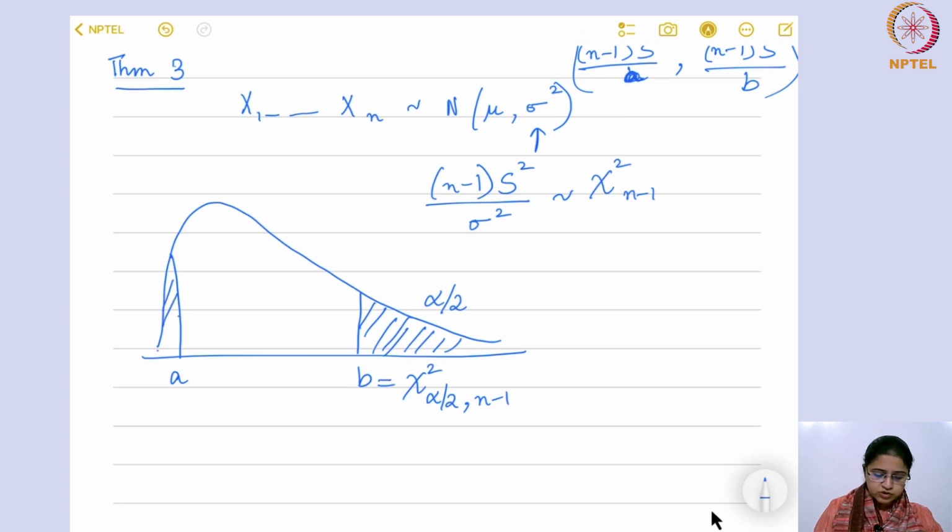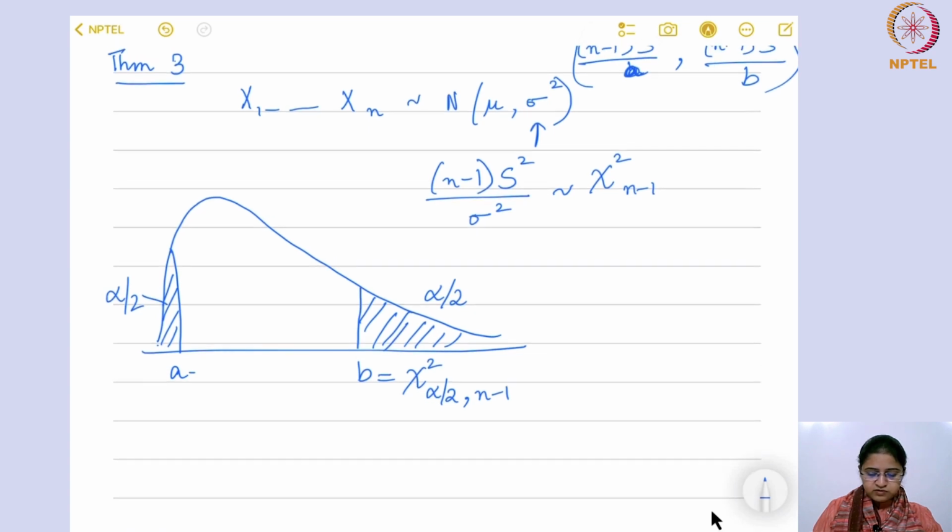And this shaded portion to this side is again alpha by 2, because everywhere you see we are working on two-sided confidence intervals. Your alpha gets divided into 2, that is alpha by 2, such that the area in between is 1 minus alpha, so that the total area below the curve is 1. So A on this side would be chi-square 1 minus alpha by 2 at n-1.